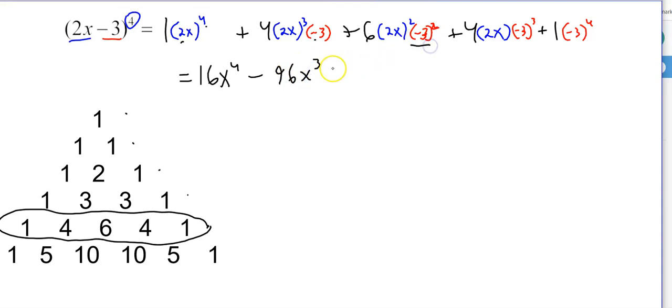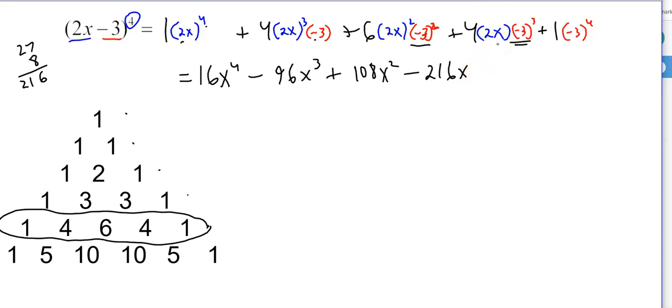This is going to be positive, so plus 9 times 6 times 2 is 12. 9 times 12 is 108. This is the x squared term. This is definitely going to be negative, so minus 8 times 27. Wow, 27. If I don't have a calculator, 27 times 8 is 216. So minus 216x to the third.